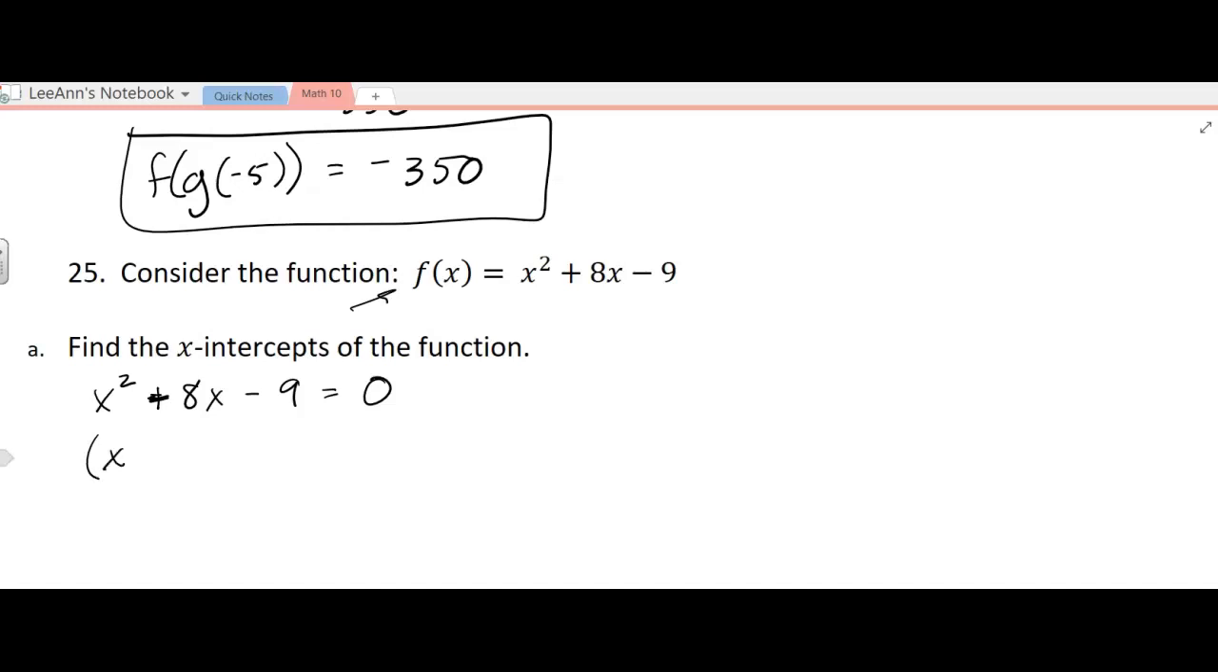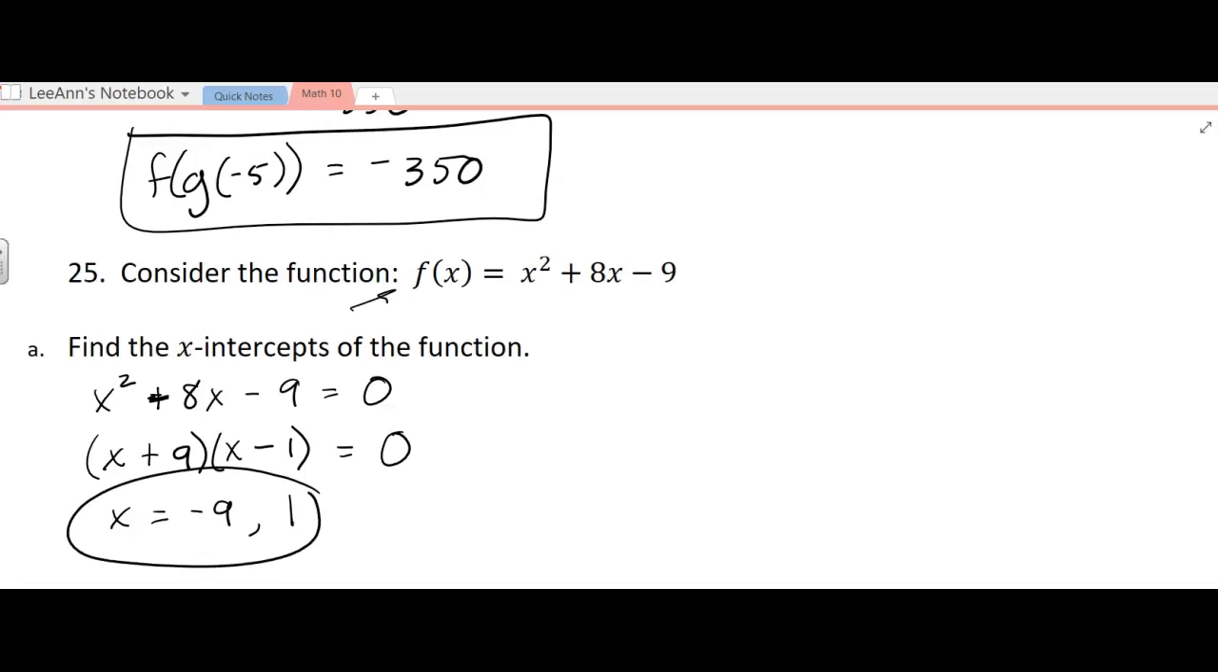This actually factors. You could put it in the quadratic formula if you needed to. But that's how it factors. So 9x minus 1x is 8x, and 9 times negative 1 is negative 9. Okay, so x equals negative 9 and 1. Those are the x-intercepts. Now, if you're thinking ordered pairs, it's negative 9, 0 and 1, 0. So in a minute, we're going to graph this function, and we want to graph those 2 points.